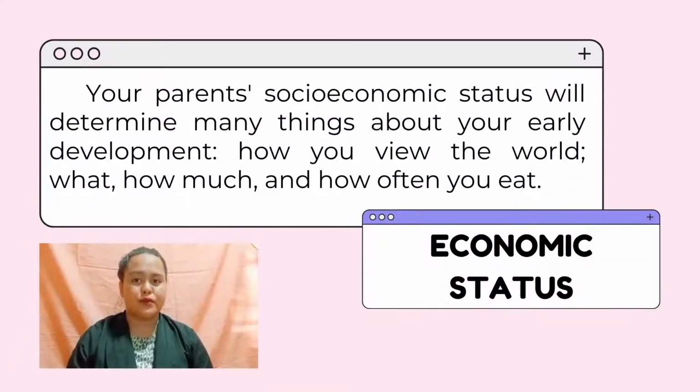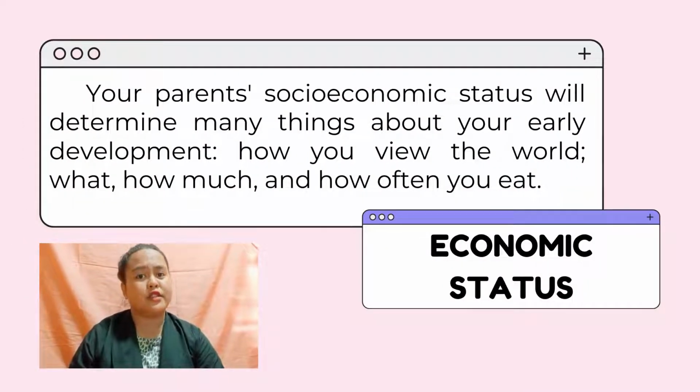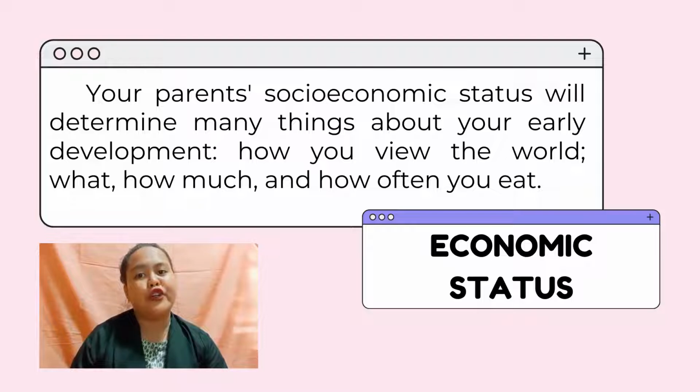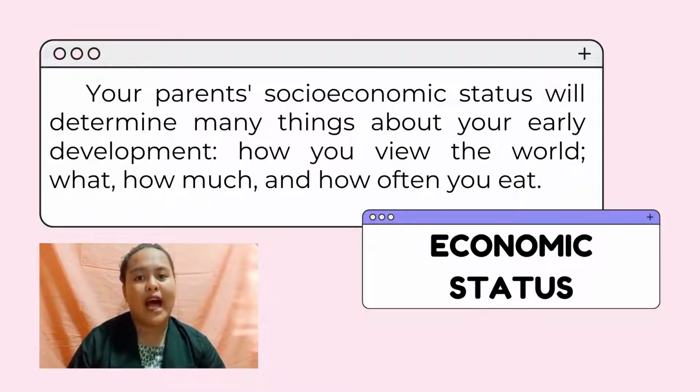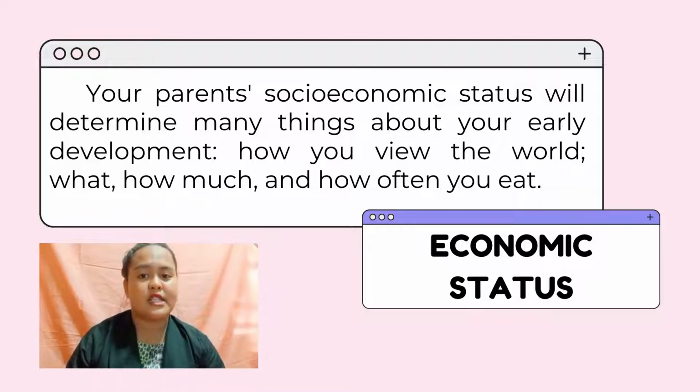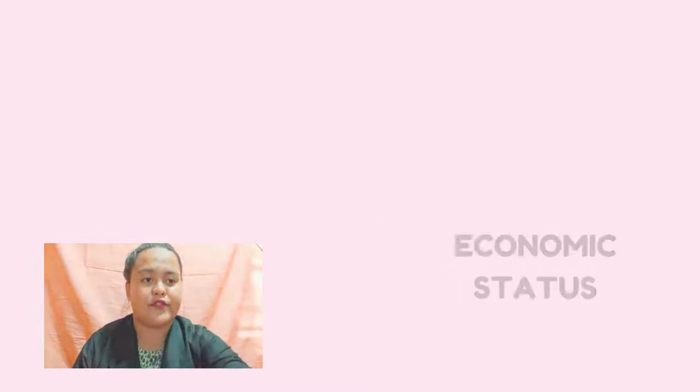Economic status. Your parents' socioeconomic status will determine many things about your early development: how you view the world, how much and how often you eat, the type of early childhood education, your overall health, or how others view you. It also impacts your later success or failures in life.